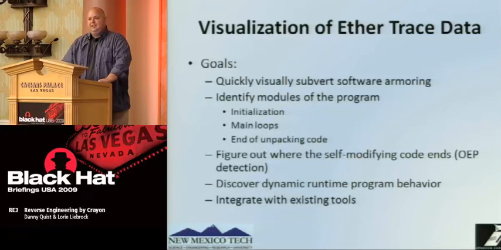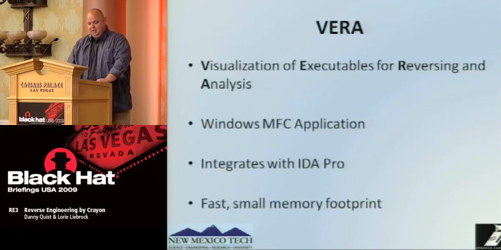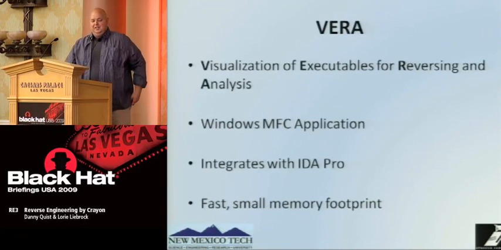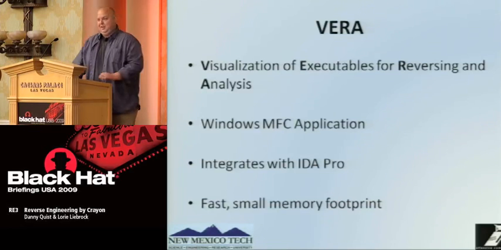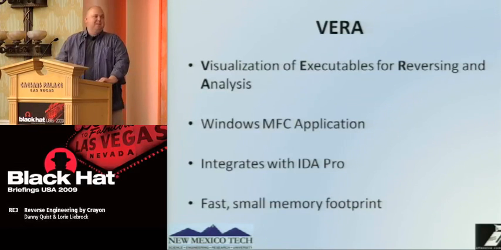And this is all based on the dynamic runtime behavior. So if the code doesn't execute a certain path or portion of the executable, it won't be visible in here. And so we want to integrate it with existing tools. Okay, so VIRA stands for Visualization of Executables for Reversing and Analysis. If you watch Firefly, it's the name of Jane's gun. I've been trying to find a program to name VIRA for a while, but finally got it.